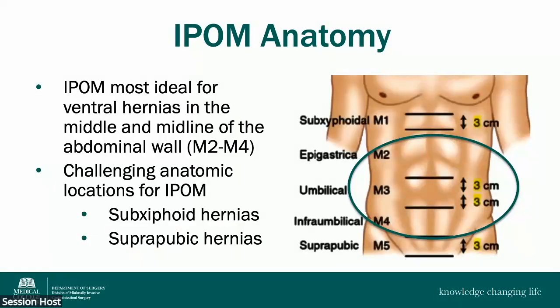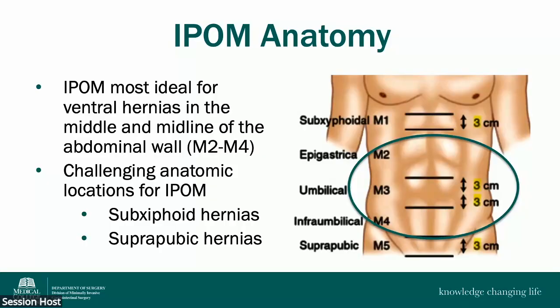So when to do an IPOM? When you think about the European hernia classification and the anatomy of when an IPOM is ideal, really an IPOM is most ideal for ventral hernias in the middle and in the midline of the abdominal wall. So between this M2 to M4: epigastric, umbilical, and infraumbilical. A lot of that has to do with the overlap of the mesh and the amount of fat in each space, and I'll talk about the M1 and the M5 a little bit.